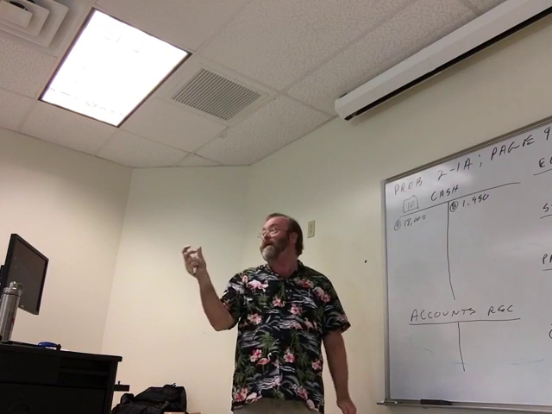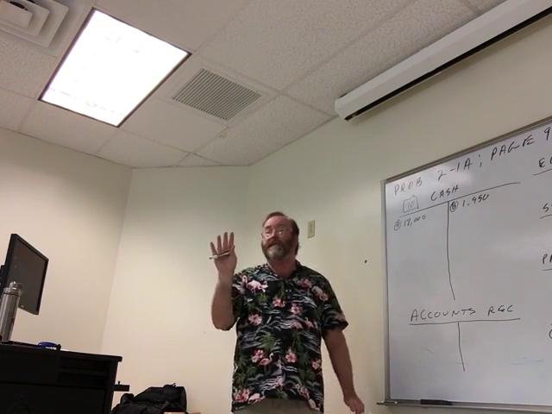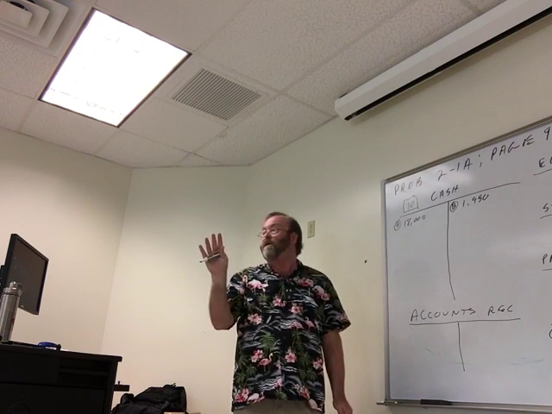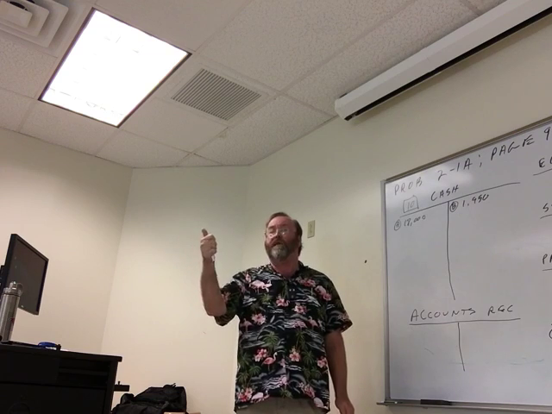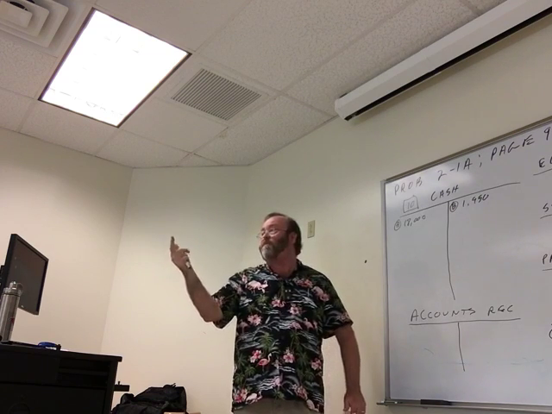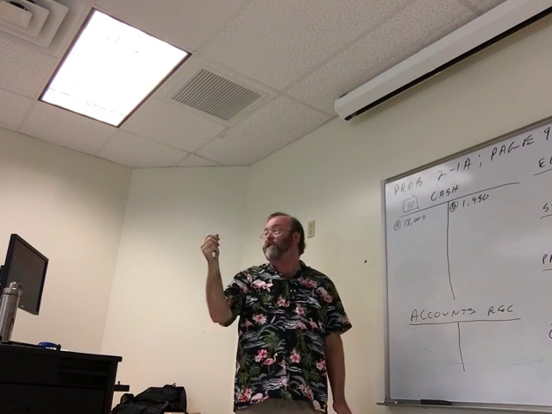So that's going to be the test next week. 5 transactions worth 10 points each. All right? And then 50 points, 20 for the income statement, 10 for the statement of retained earnings, and 20 for the balance sheet. Okay?